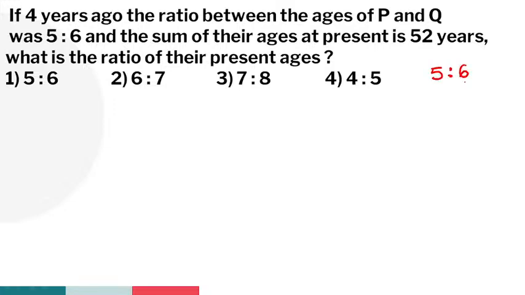The given ratio is how much? 5:6. Simply add +1. So 5 plus 1 is 6, 6 plus 1 is 7. So the answer is 6:7. That's why option 2 is the right answer, guys. So why are you adding +1, sir? Okay, simply observe.